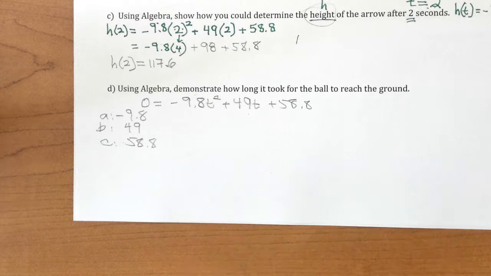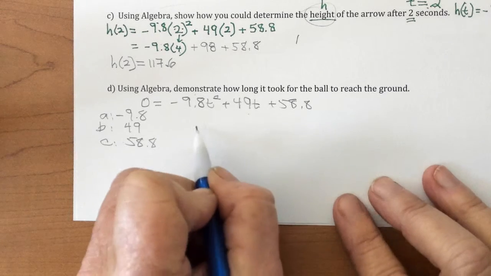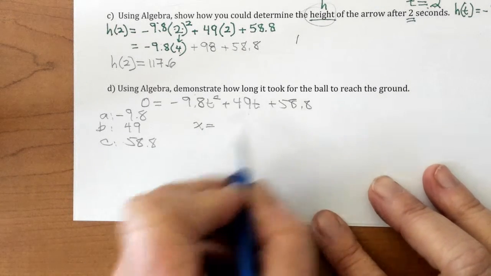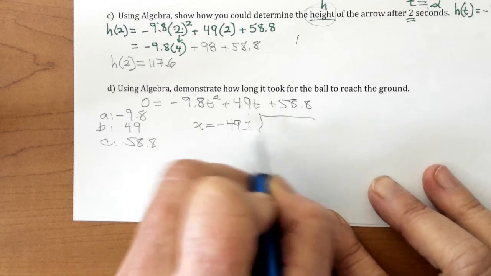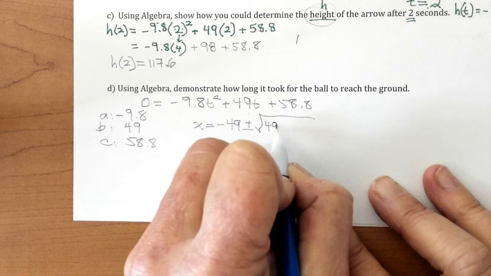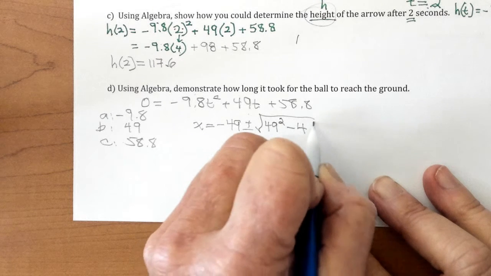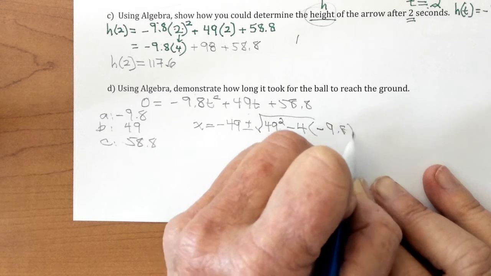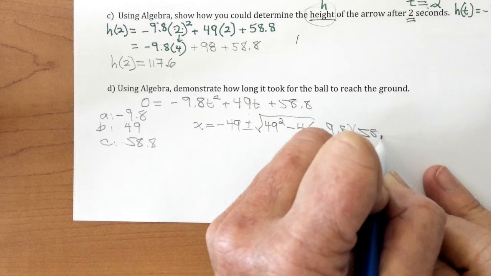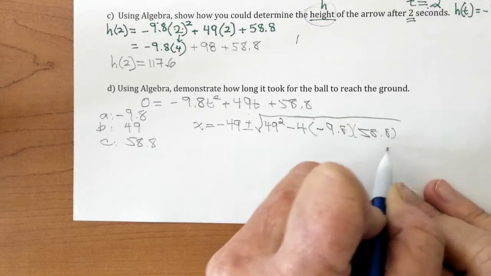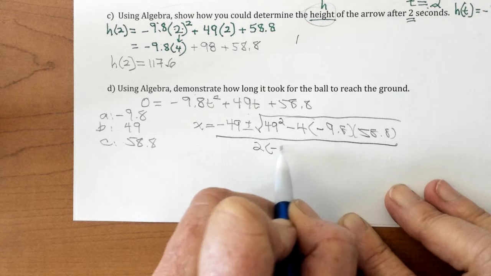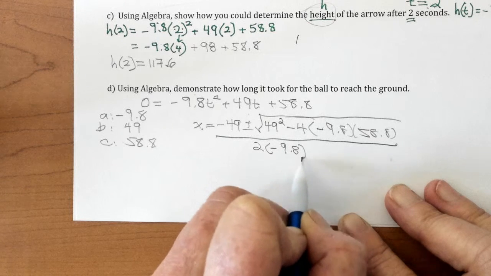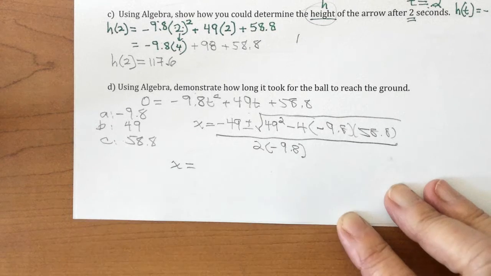So go ahead and substitute all of those values into the quadratic formula. That gives me x is equal to the opposite of b, which is negative 49, plus or minus the square root of 49 squared minus 4 times negative 9.8 times 58.8. Oh, I'm going to have some big numbers here. All over 2 times negative 9.8.